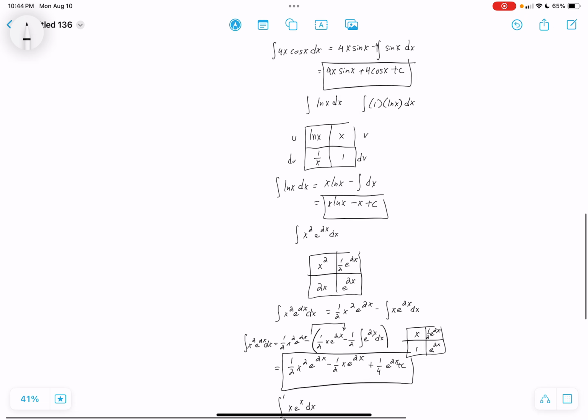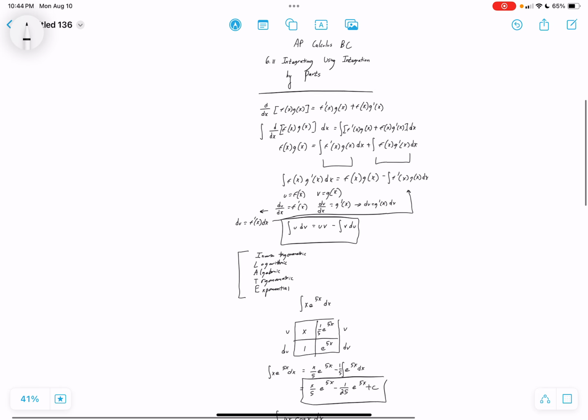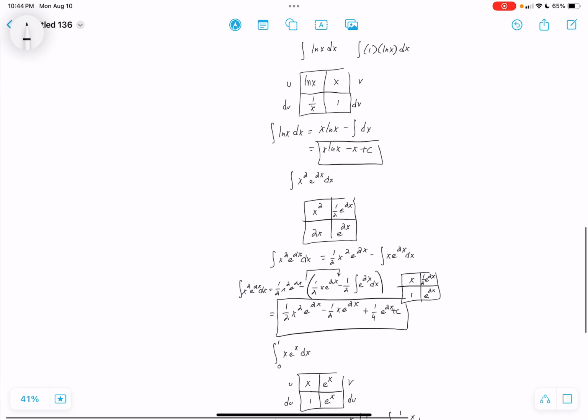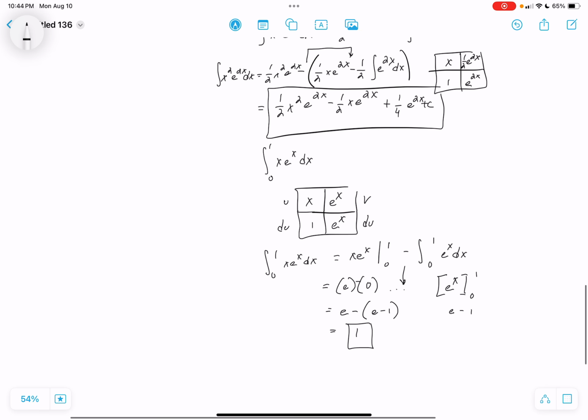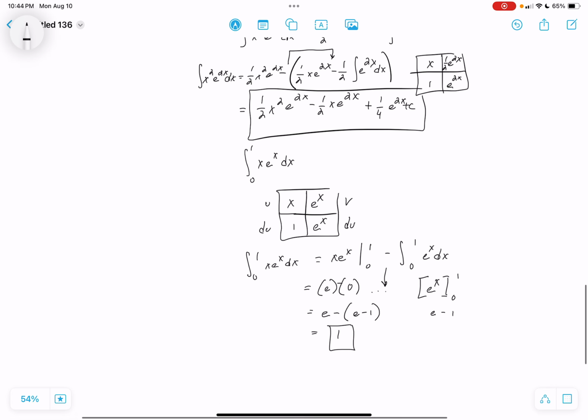So this is the lesson on integration by parts. And the next topic that we will cover is integration using linear partial fractions. Stay tuned.